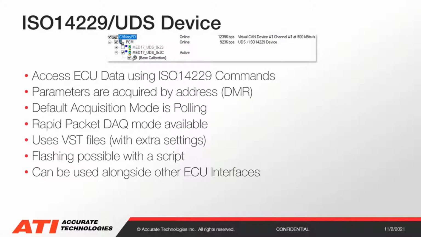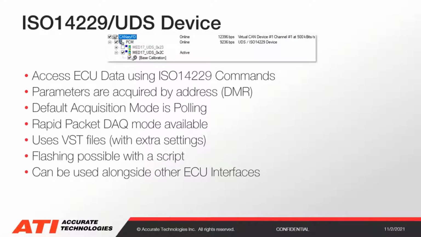Okay, so UDS device, we've got access to ECU data using the standardized ISO 14229 commands. And those are actually acquired using DMRs, by using the DMR address. So you've got your two choices of data acquisition modes: polling, which is the default, or rapid packet DAC mode, which is available with a device setting, assuming that your ECU supports that. It does use a VST file with extra settings for UDS.